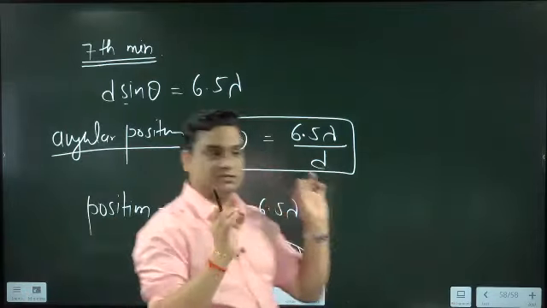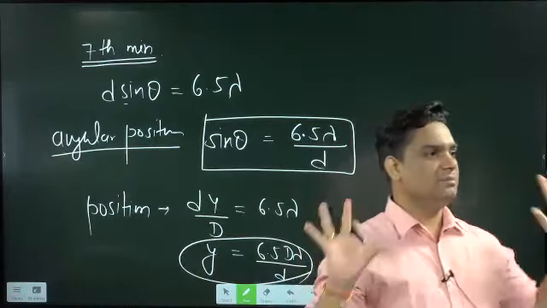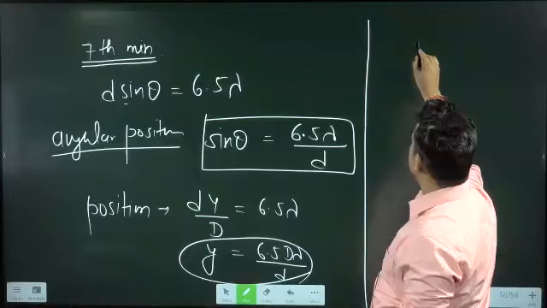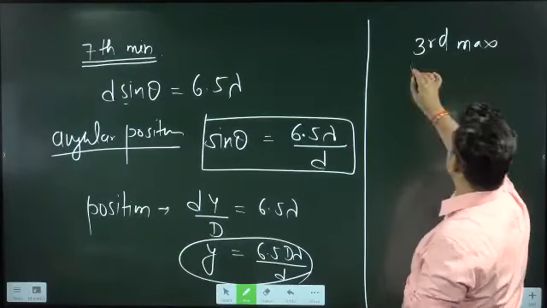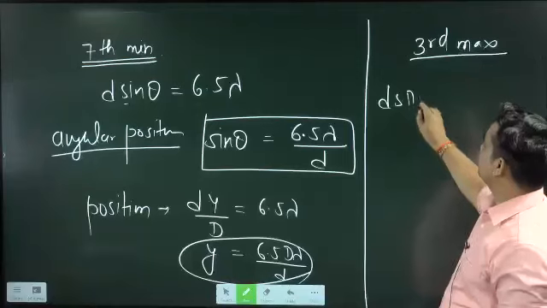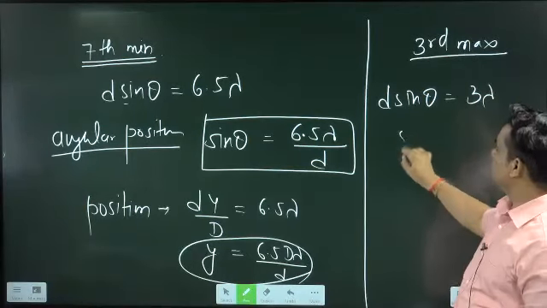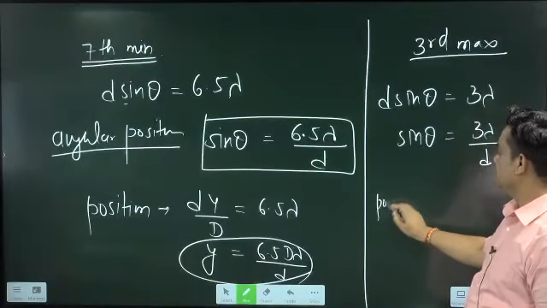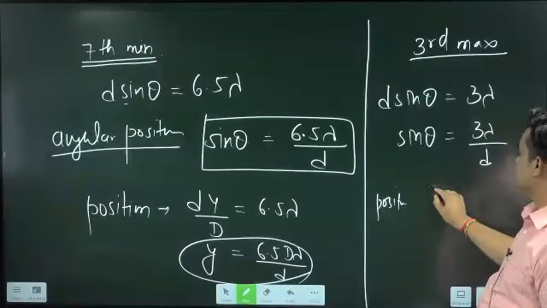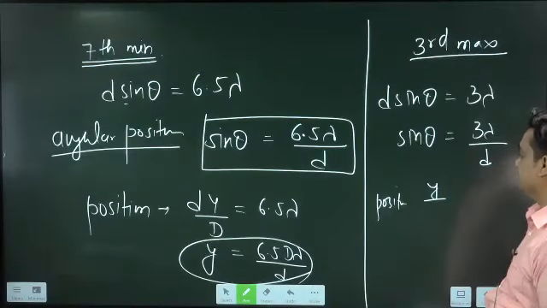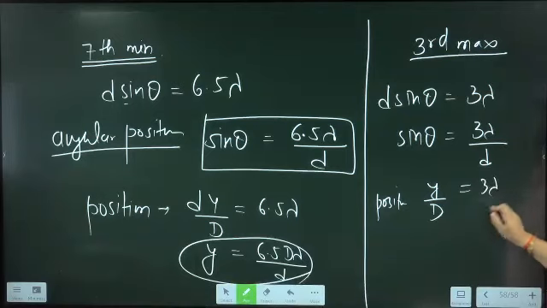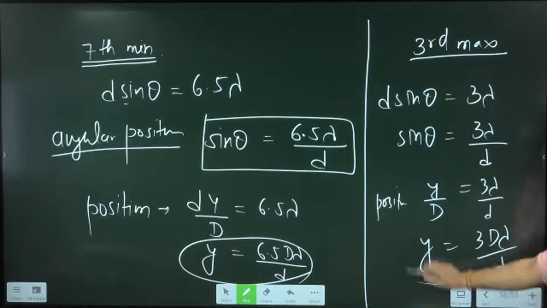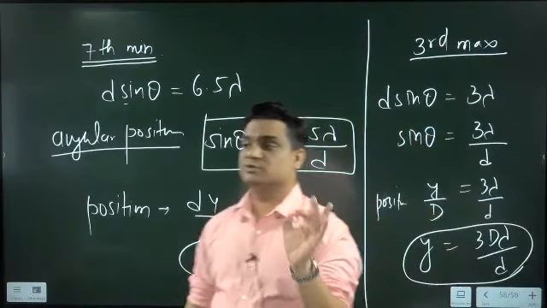So we can find the position as well as the angular position of all the maxima or minima. Suppose I'm asking for the third maxima: d sine theta will be equal to 3 lambda. If angular position, then sine theta is 3 lambda by d. And if I ask for position, meaning y, then sine theta is y divided by capital D, equal to 3 lambda by d. So capital Y will be equal to 3 D lambda by d. Angular position related questions we can find.